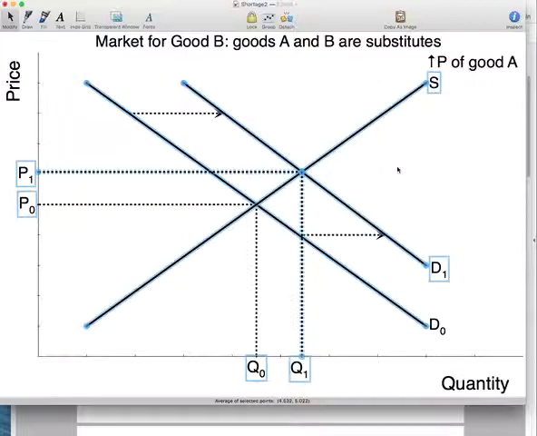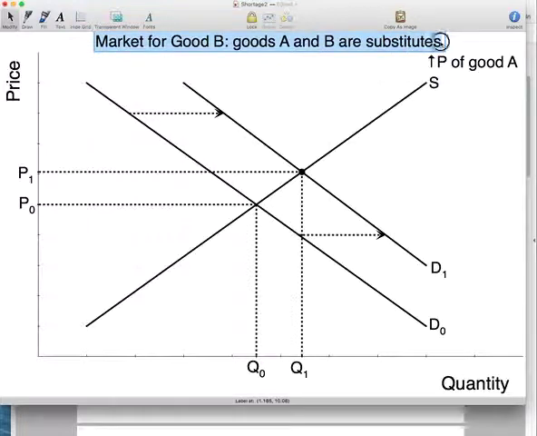Let's take a look at a different scenario, and let's change this from the goods being substitutes to being complements.